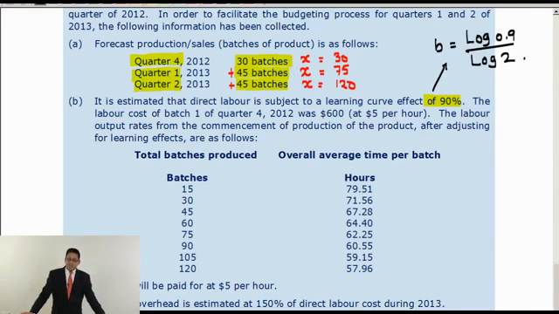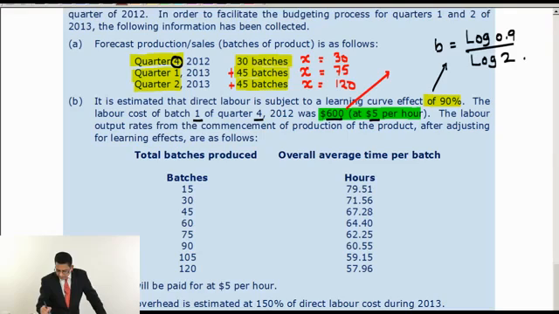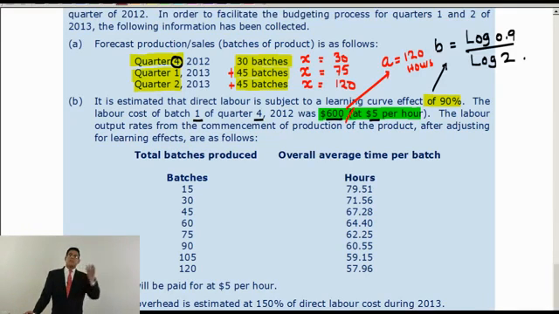The labor cost of batch number 1 of quarter number 4. Now quarter number 4 was the very first quarter, so batch number 1 will be the very first batch. The labor cost of batch number 1 of quarter number 4 was $600 at $5 per hour. Labor rate was $5 per hour. By the way, from this information, can I not develop A, which is $600 divided by the rate of $5 per hour, which gives me 120 hours to produce the first batch? And that is the value of A, the time to produce the first unit or first batch.